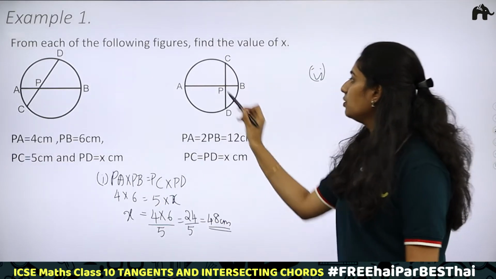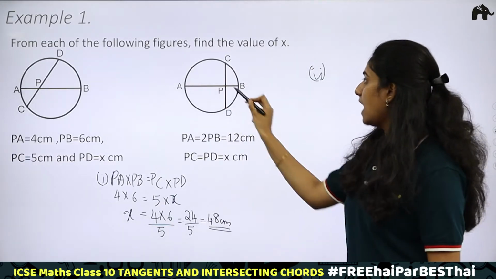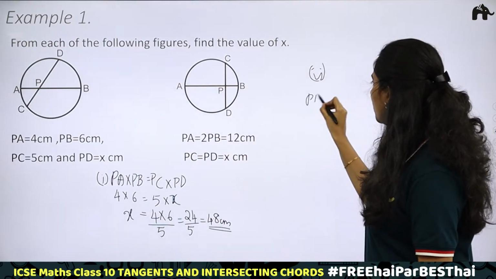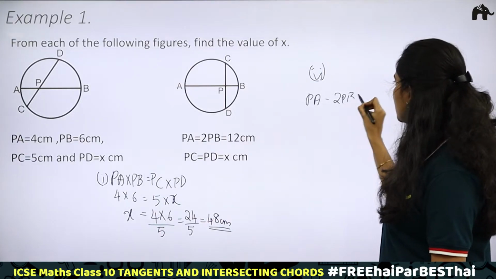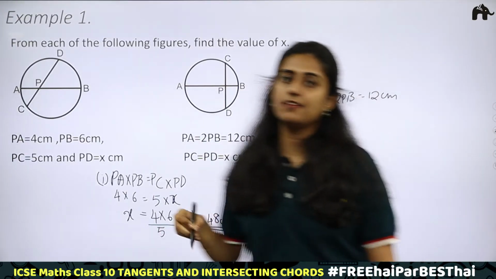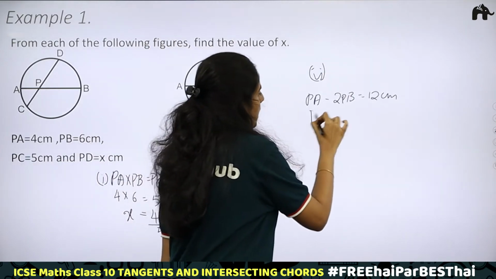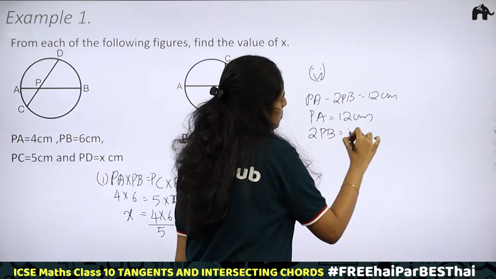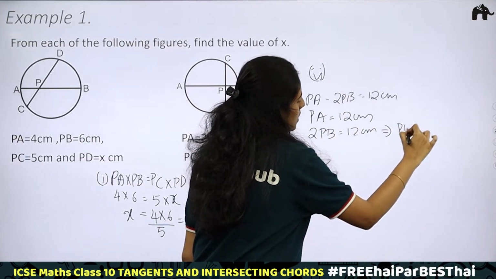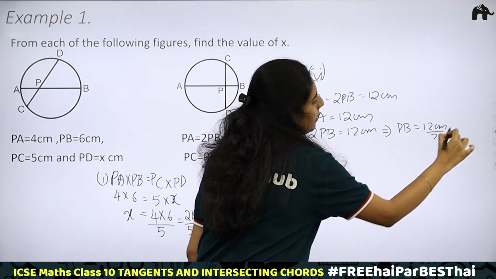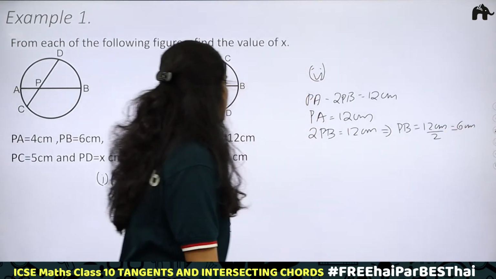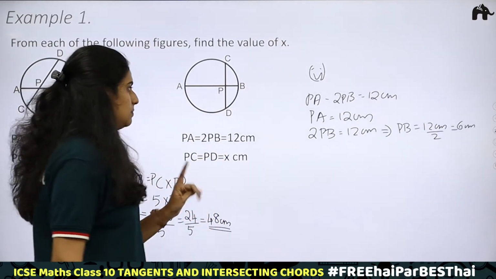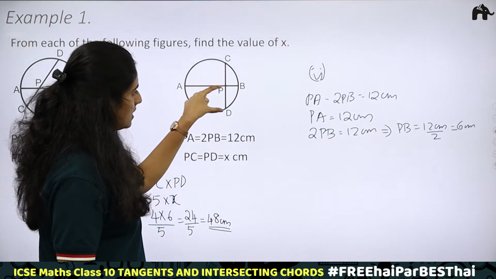Here again, we have two chords which intersect internally at point P. AB is the first chord and CD is the other chord. Given that PA is equal to 2 times PB is equal to 12 centimeter, from which we can find the value of PA and PB. PA will be equal to 12 centimeter. 2 times PB is equal to 12 centimeter, which implies PB is equal to 12 centimeter divided by 2, and that is 6 centimeter. We got PA and PB. Then PC and PD both are equal to x centimeter. Here we have PC and this is PD.